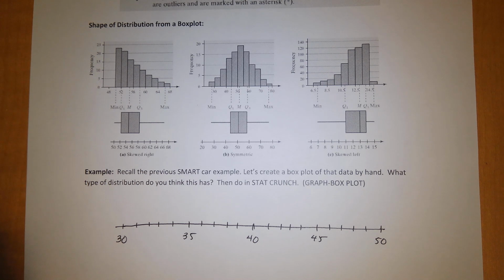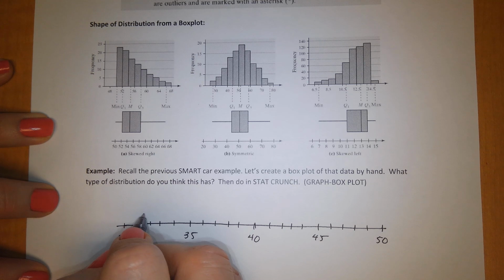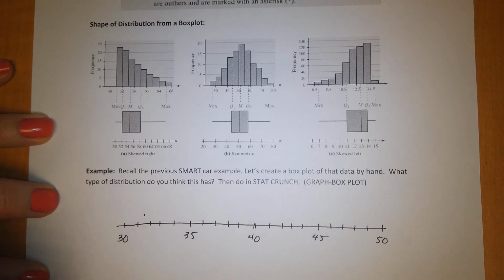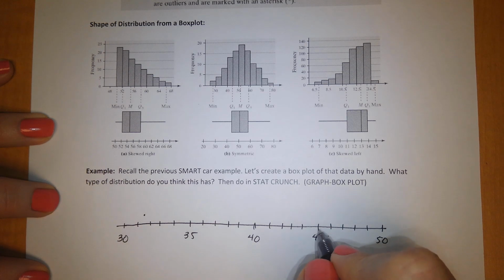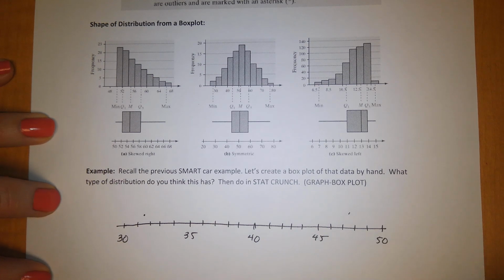We know that we have a minimum value. The smallest value is at 31.5. So the smallest value was here at 31.5, which is our minimum. Our maximum value is 47.5, which is right here. So that's our min and our max.